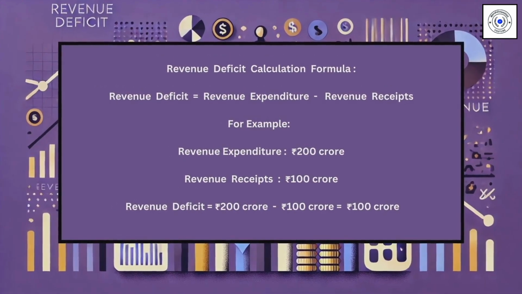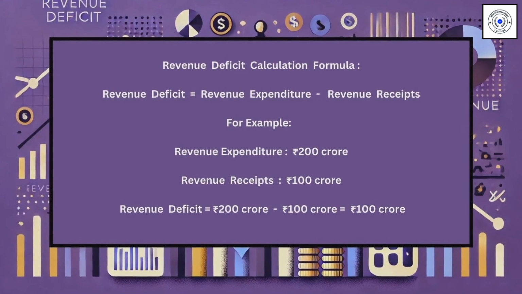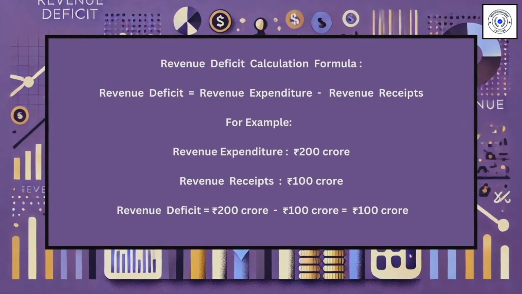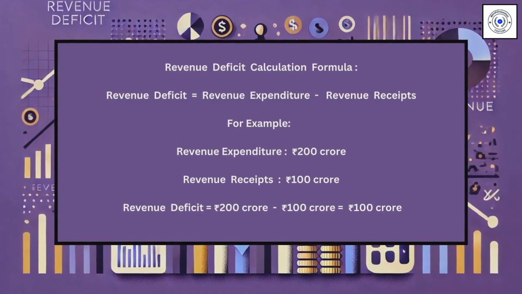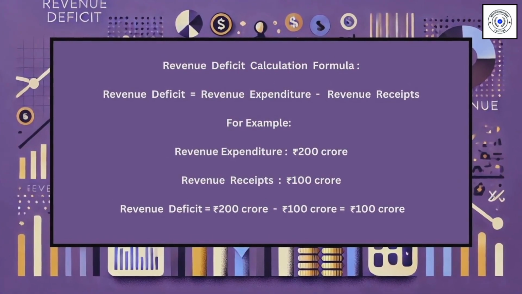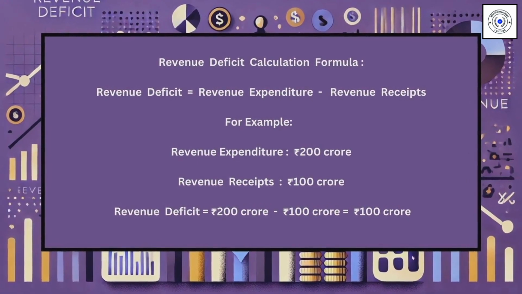This 100 crore rupees is the gap the government needs to fill, usually by borrowing money, raising taxes, or finding other ways to generate income. This borrowing can happen through methods like issuing government bonds or taking loans from international organizations such as the World Bank, IMF, and similar institutions.